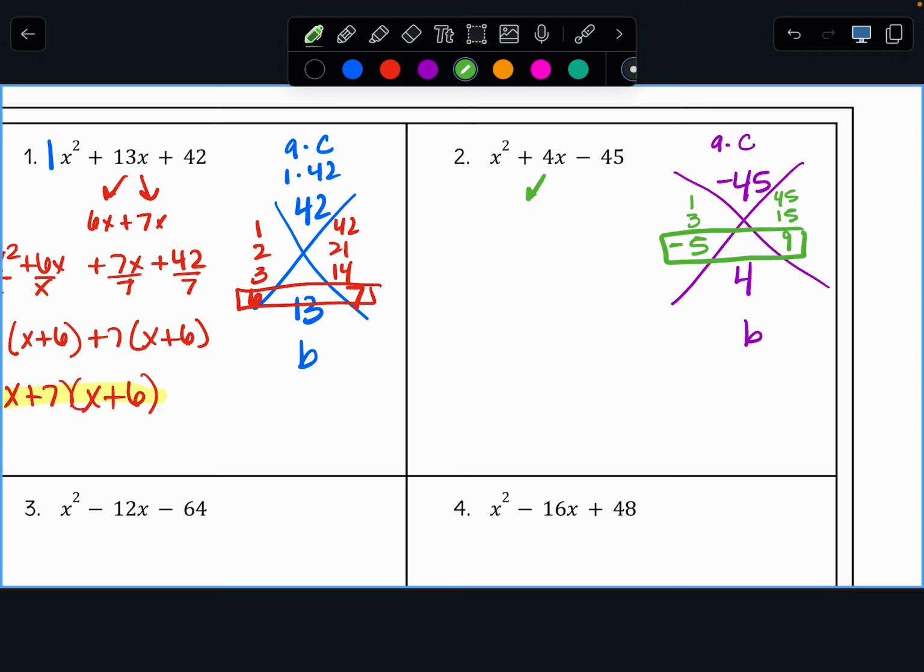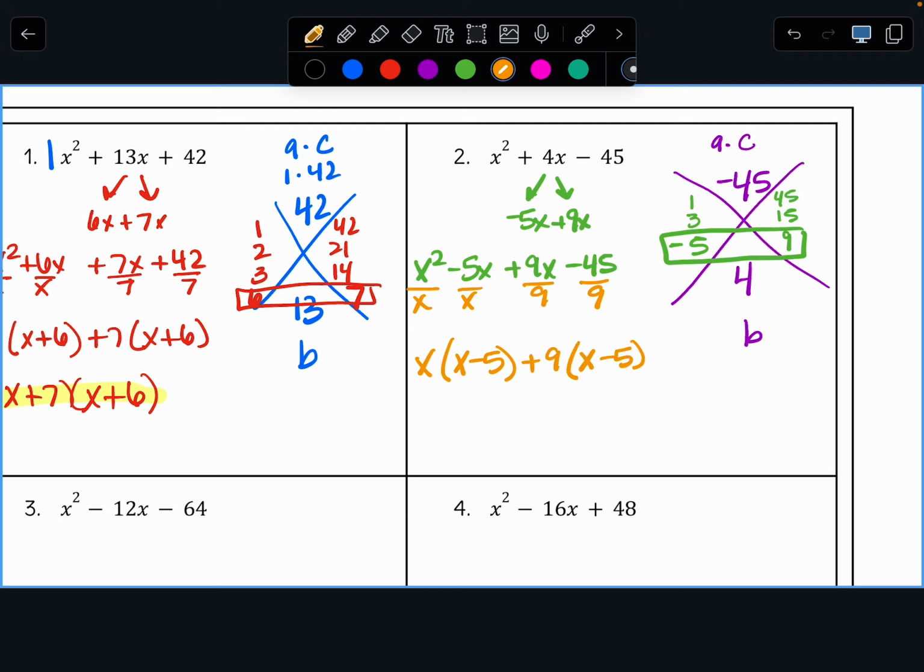So you come up here and make this minus 5x plus 9x. So I have x squared minus 5x plus 9x minus 45. Divide by x, divide by 9. X times x minus 5 plus 9 times x minus 5. X plus 9, x minus 5.